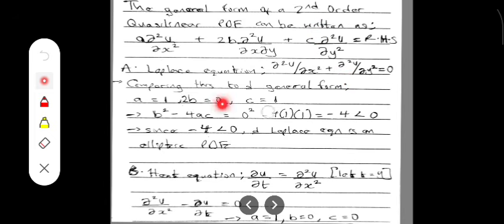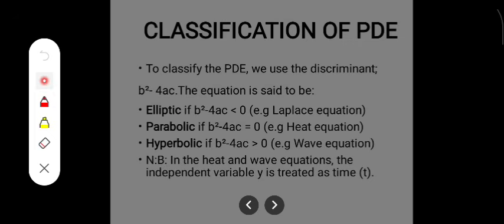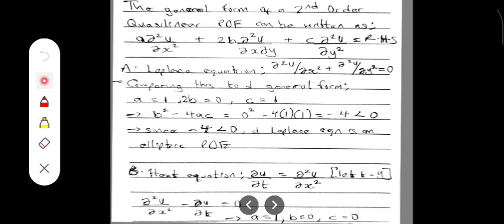Now when we input these three values into the discriminant, b squared minus 4ac, b is equal to 0, that is 0 squared minus 4 times a is 1, c is 1, so this gives us minus 4. And actually minus 4 is less than 0, which is the condition. The condition says that if b squared minus 4ac is less than 0, then the partial differential equation is said to be elliptic.